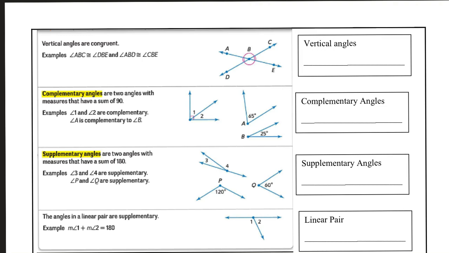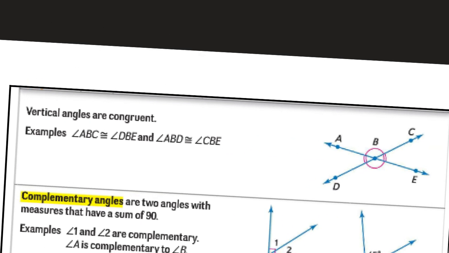Properties of angles here. I'm going to just go through these quickly individually. Vertical angles, they're congruent to each other. So whatever measure of angle ABC is, it's going to be the same angle measure as DBE. Or similarly, angle ABD is going to be the same angle measure as CBE.